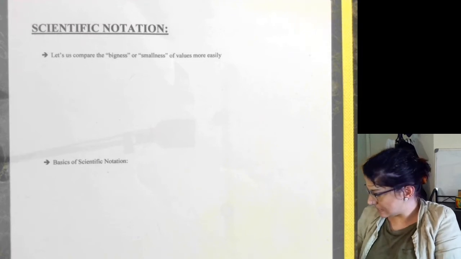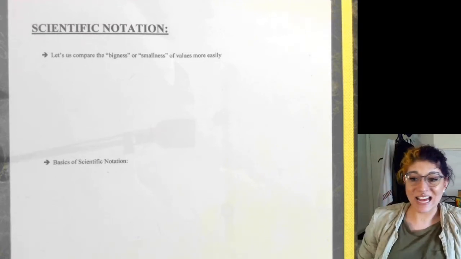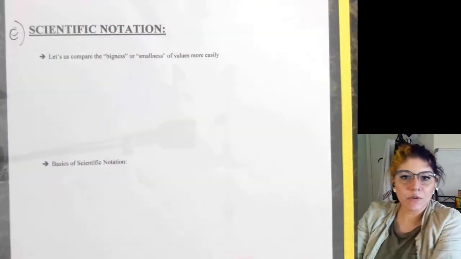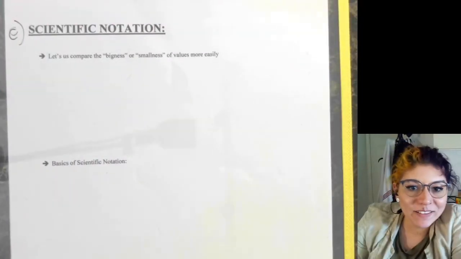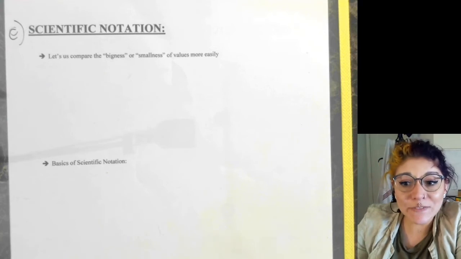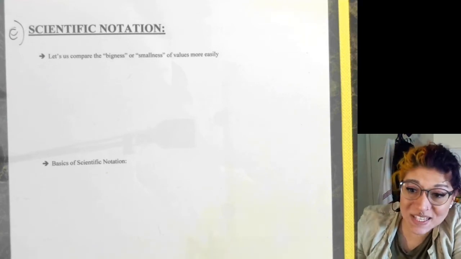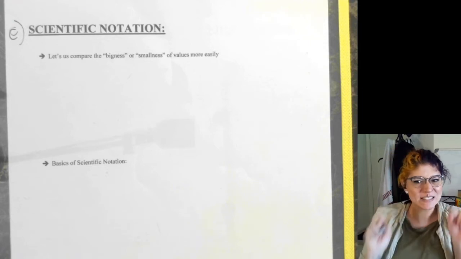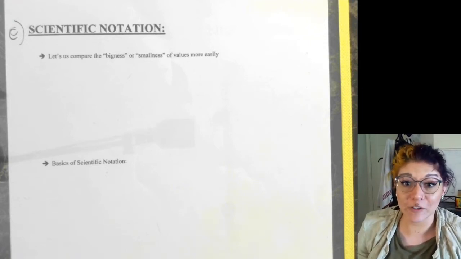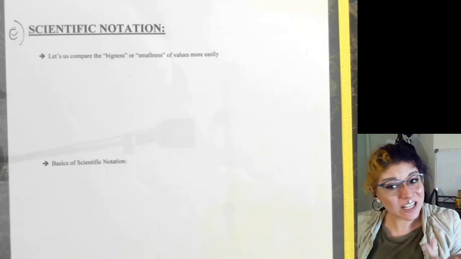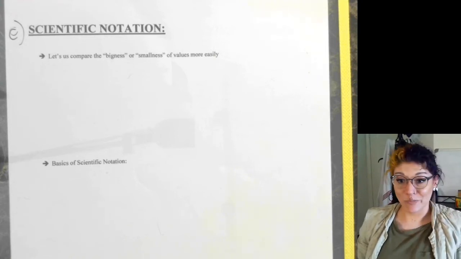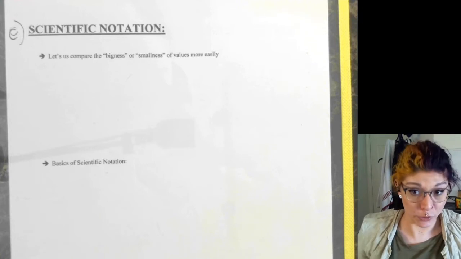All right. We are now on to the last subject of this video, which is scientific notation. Yay! Okay. The reason we use scientific notation is it lets us compare the bigness or smallness of values more easily, kind of like the prefixes do, right? Okay, so let me give you these three numbers.